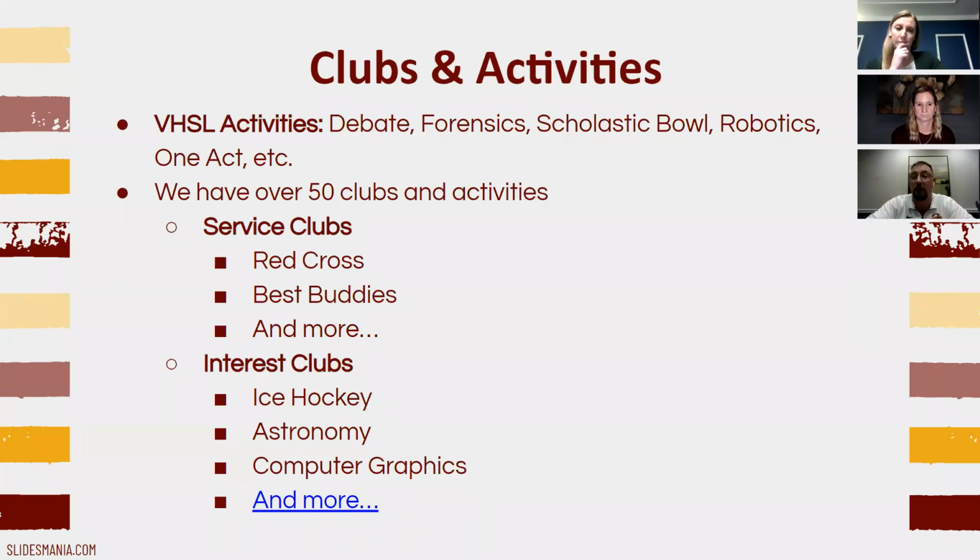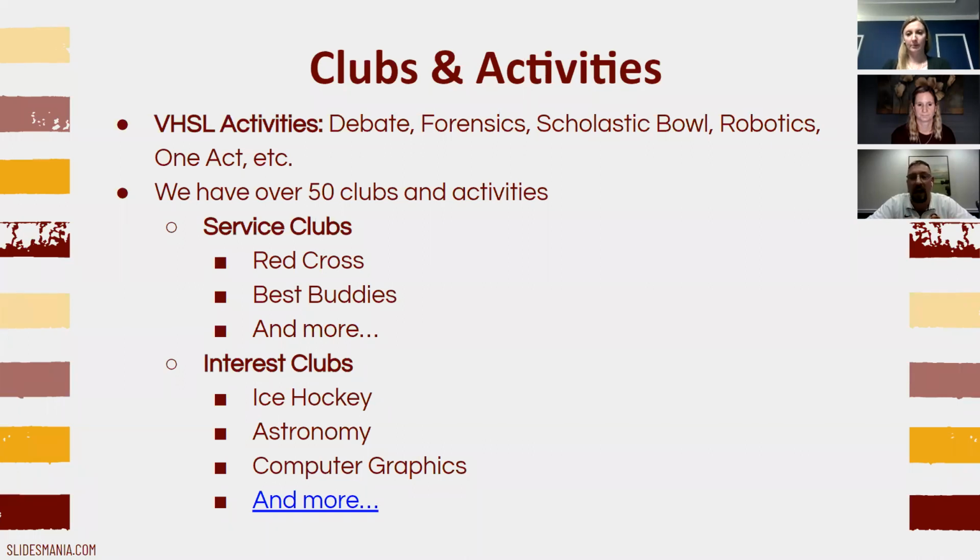Those are competitive ways that kids can engage in VHSL activities, and another great way for kids to be involved at Oakton. If those aren't interests that your son or daughter might have, there are also general interest clubs, and we have two types of those. One would be our service clubs. Those are like our Red Cross club, which helps out Red Cross causes, and our Best Buddies, which helps out our Special Olympics kids. And there are many things there.